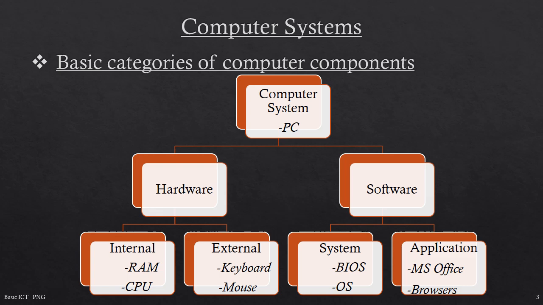So all in all, a computer system's components can either be hardware or software. And if it's hardware, it can either be an internal hardware or an external hardware. Likewise, the software can be broken down into two categories. It can be either system software or application software.